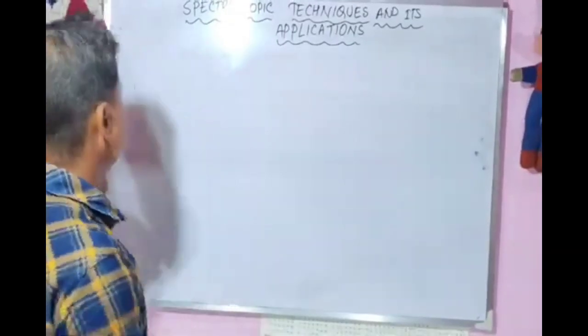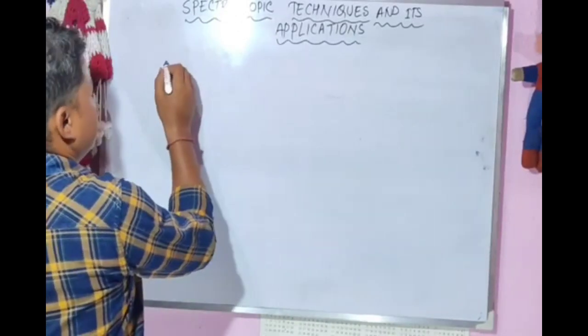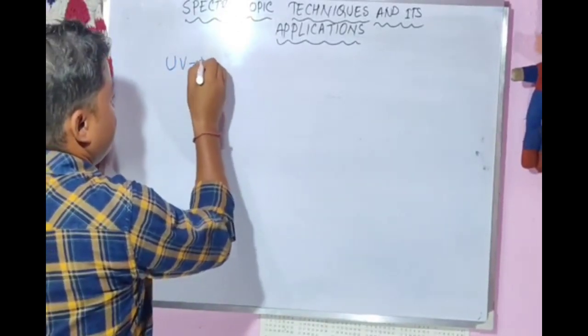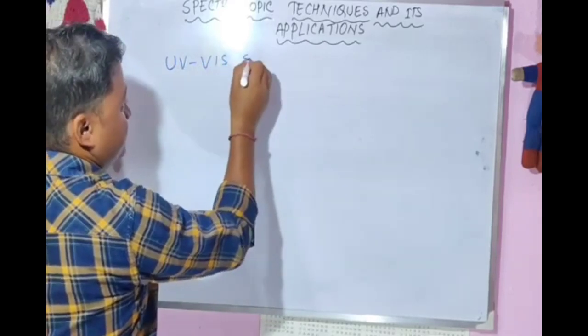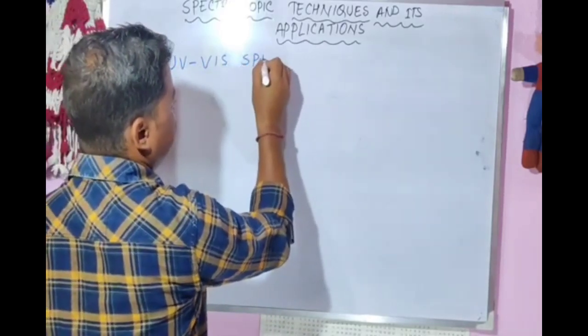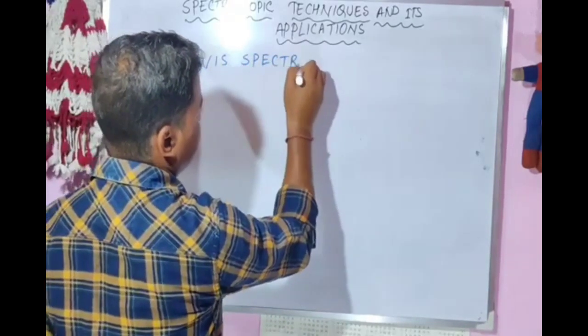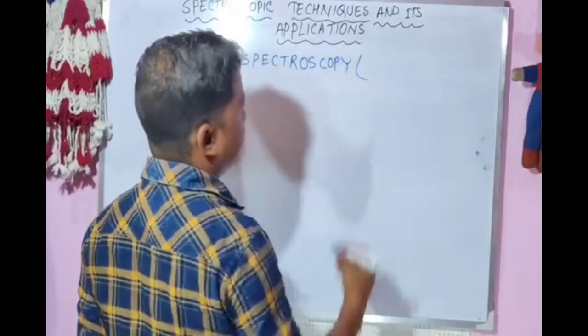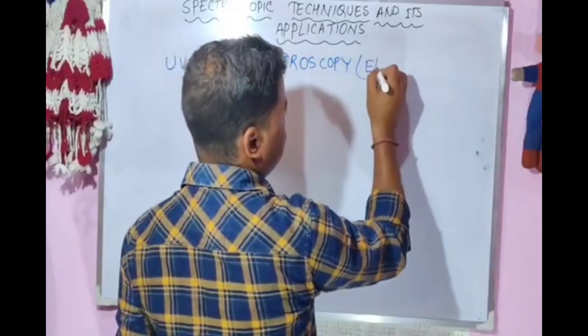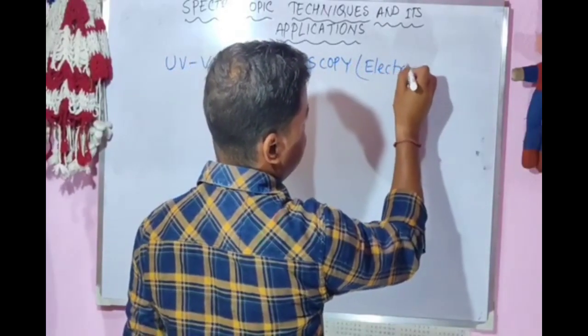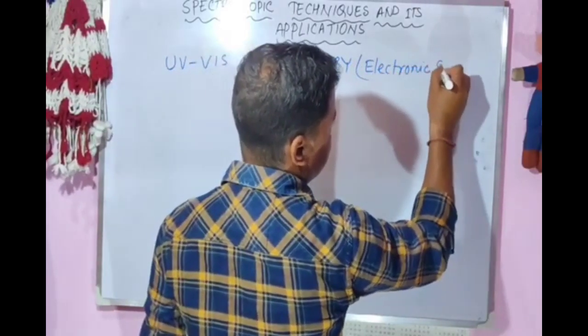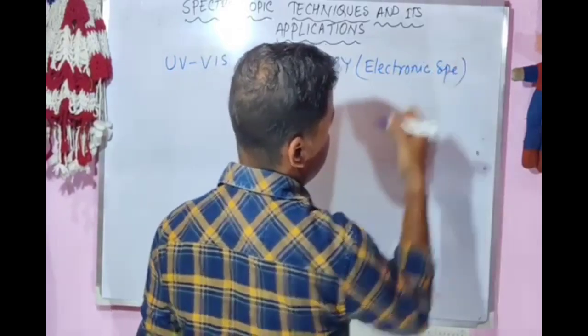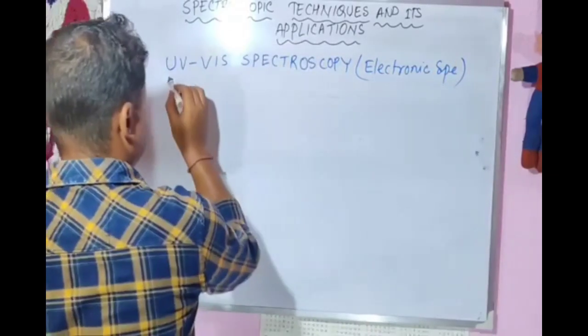I will discuss UV visible spectroscopy. UV visible spectroscopy is also known as electronic spectroscopy.